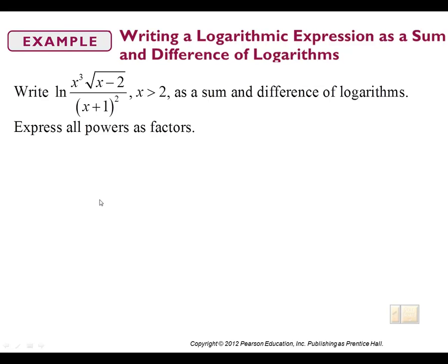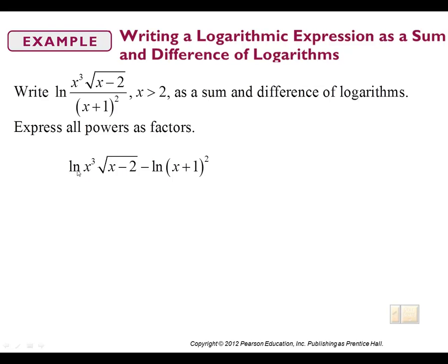Okay, so we're going to have natural log x cubed plus natural log the square root of x minus 2, minus natural log x plus 1 close parentheses squared for the first. Now this one here, they just went ahead and subtracted, but you can do it all in one step. So in this case, they just took the denominator and made it a minus.